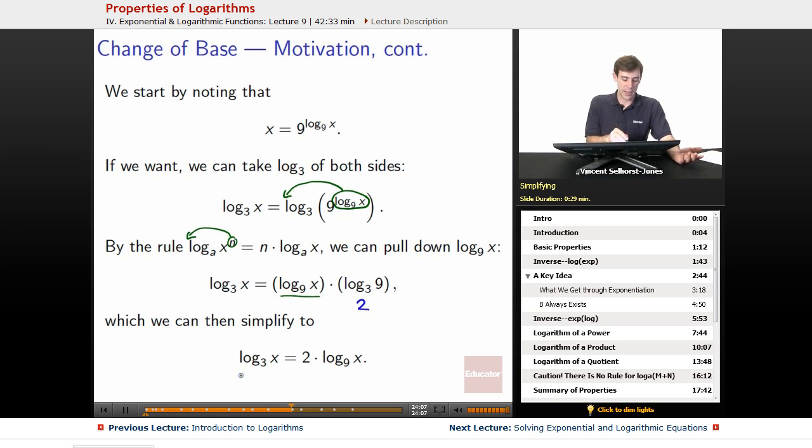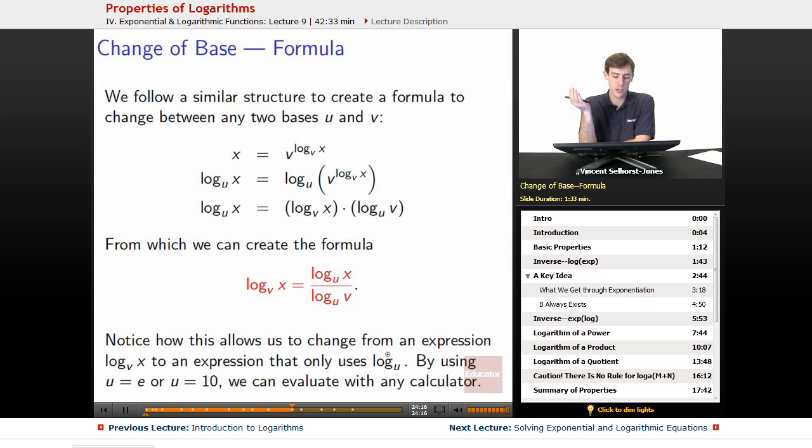So we can simplify that as log base 3 of x is equal to 2 times log base 9 of x. And we've proven what we originally wanted to show. We follow a similar structure to create a formula to change between any two bases u and v.